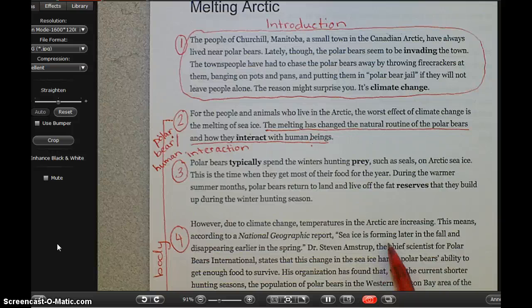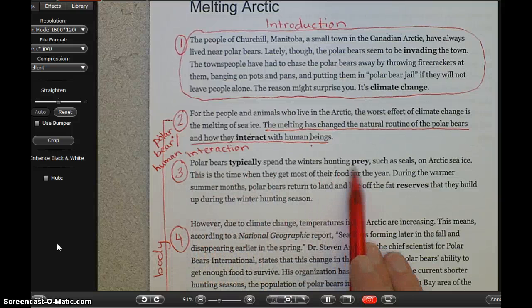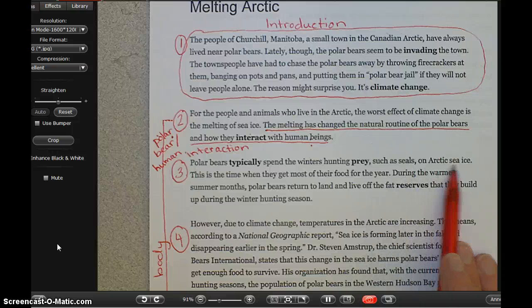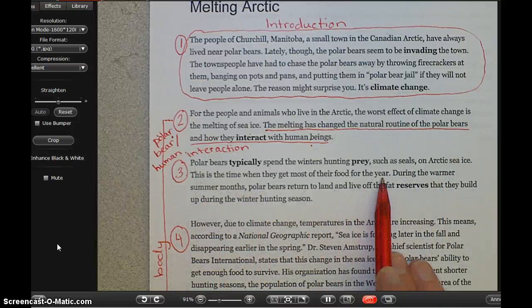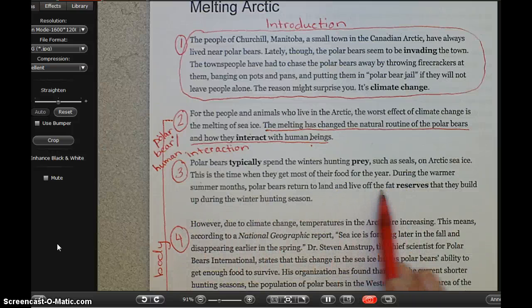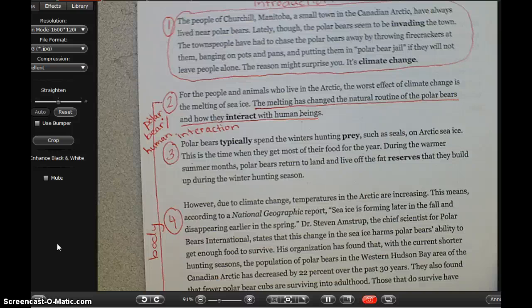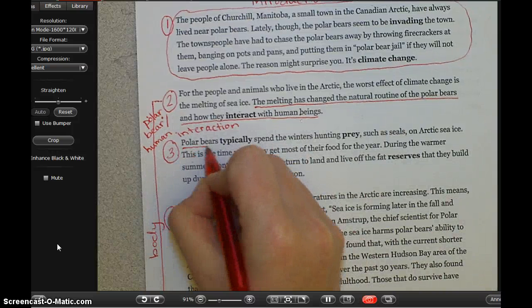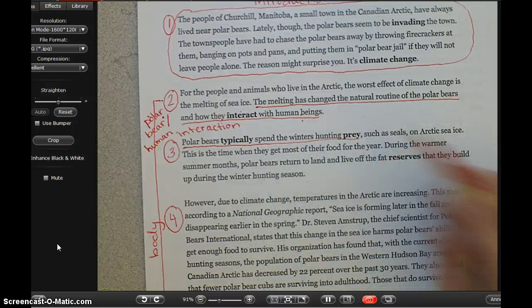Okay, paragraph 3. Polar bears typically spend the winters hunting prey such as seals on Arctic sea ice. This is the time when they get most of their food for the year. During the warmer summer months, polar bears return to land and live off the fat reserves that they build up during the winter hunting season. Okay, so in this case, the topic sentence is the first sentence. Polar bears typically spend the winters hunting prey.